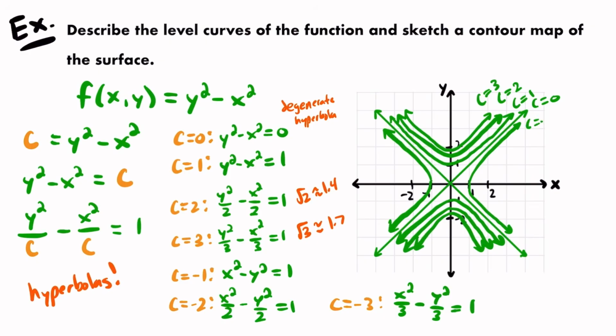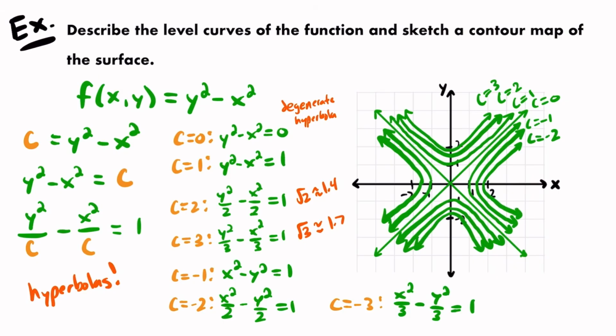That's for c equals -1. And then for c equals -2, we'll have an intercept of about 1.4. So one of the curves will look like this, and then in the negative direction, the other one will look like this. That is c equals -2. And then finally, for c equals -3, the intercept is about 1.7, which is the square root of 3.